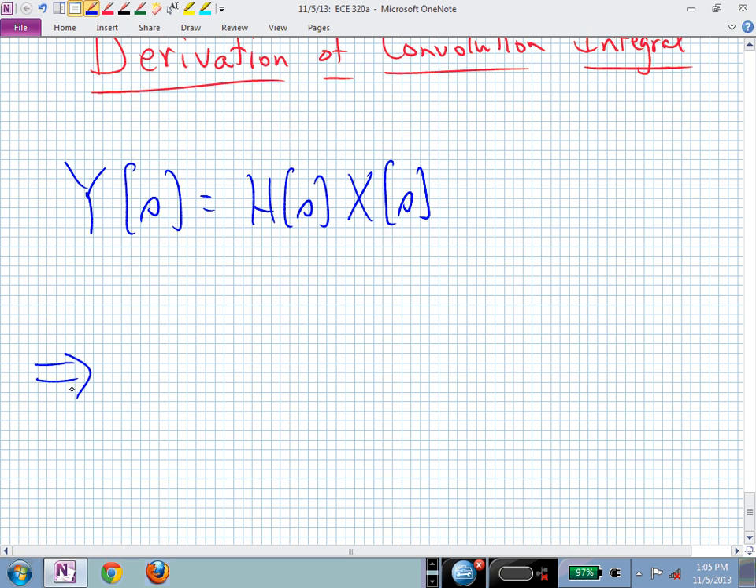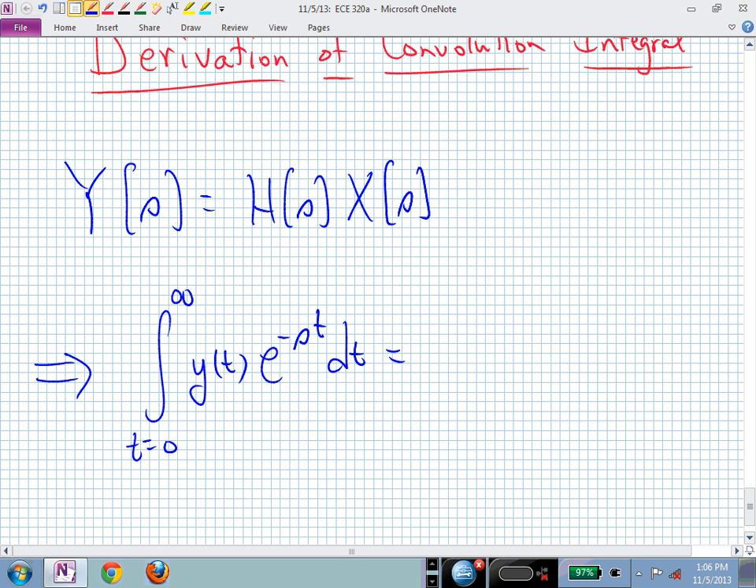But each of those, we know how those are defined based on the definition of the Laplace transform. If we wrote capital Y of s as this integral from t equals 0 to infinity, that's the time domain waveform y of t scaled by this complex exponential e to the minus st dt. That's capital Y of s.